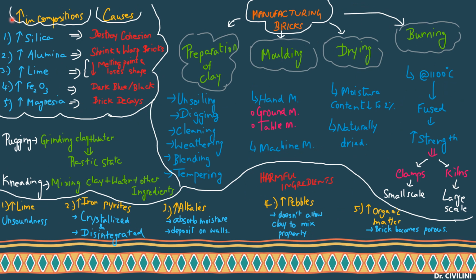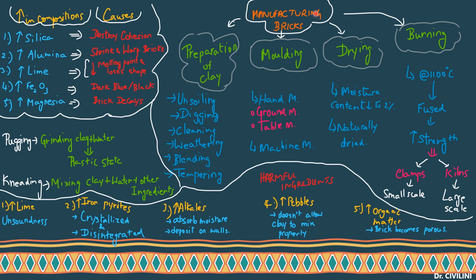So we'll see what happens if the composition contents increase and the corresponding effects. If the silica content increases, it destroys the cohesion in the bricks. Similarly, when the alumina content increases, the bricks tend to shrink and warp. If the lime content increases, the melting point will drop and the brick will lose its shape. If the iron oxide content increases, then dark spots, which will be dark blue or black in color, will appear. If the magnesia content increases, the bricks will tend to decay.